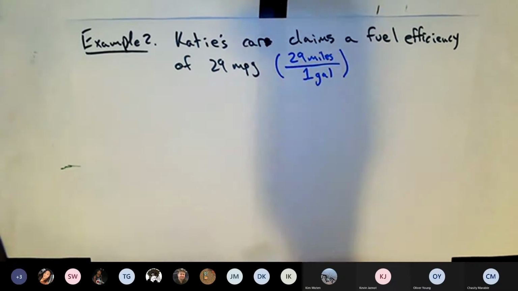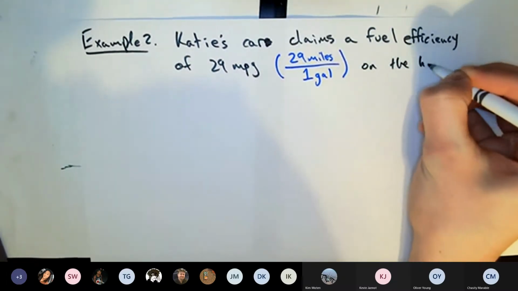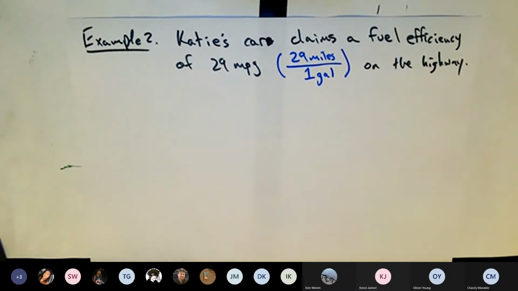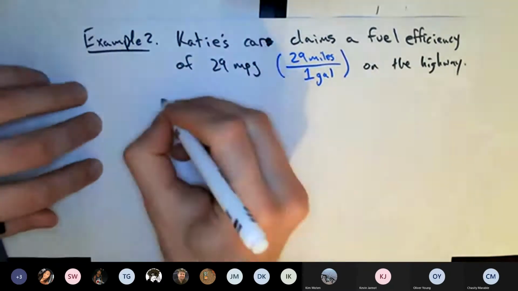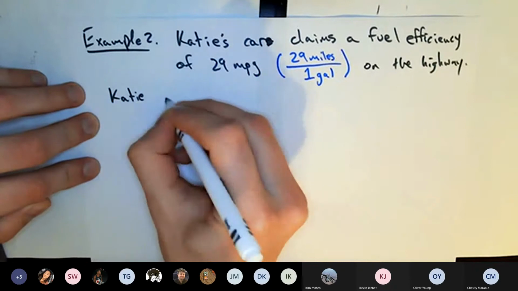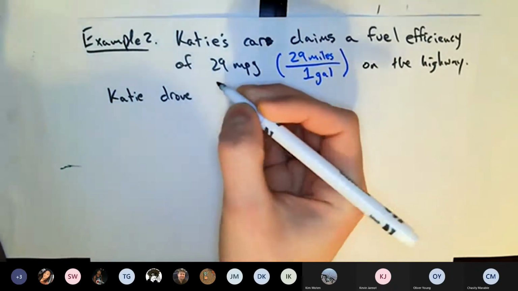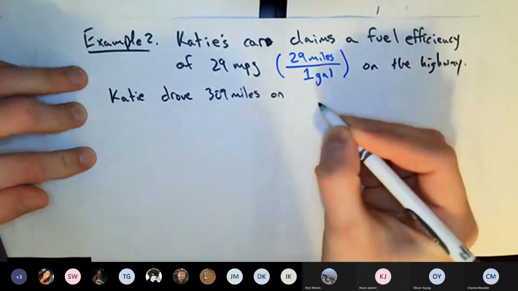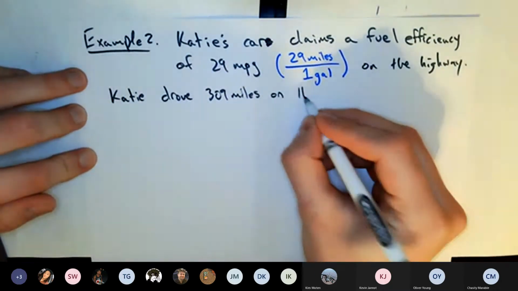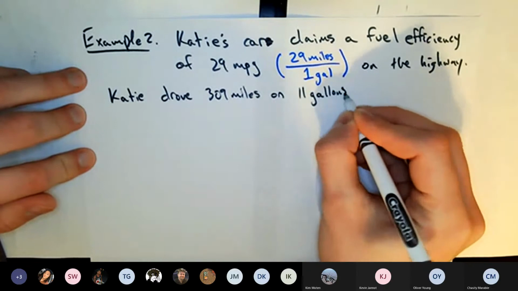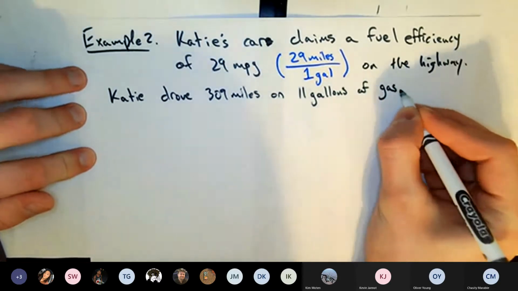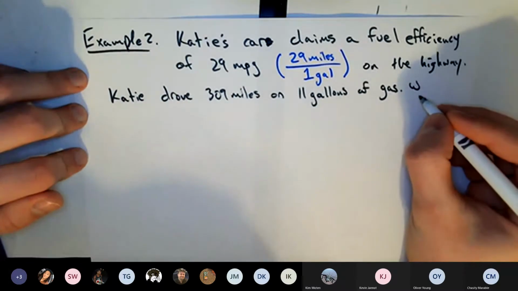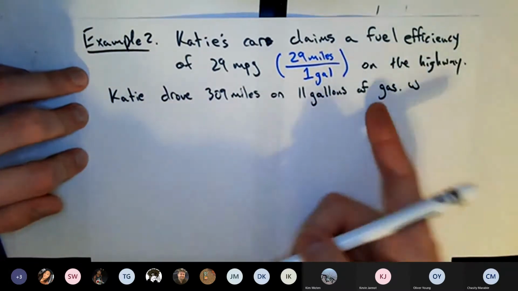Okay, so her car claims that on the highway. So like in the ad or something, that's what it claims. Now, Katie drove how many miles? 309 miles on 11 gallons of gas. Oh, on the highway. It's implied on the highway.